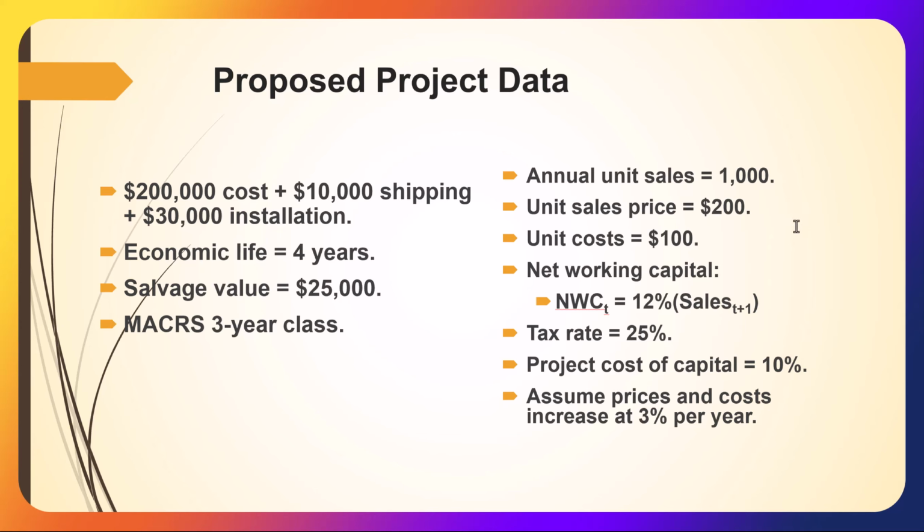As far as operations, we're going to sell 1,000 units at $200 per unit, and it costs $100 to make the product. Our net working capital requirement is 10% of sales. Our tax rate is 25%. The project's cost of capital is 10%. And we're going to assume that all prices and costs increase at 3% a year.